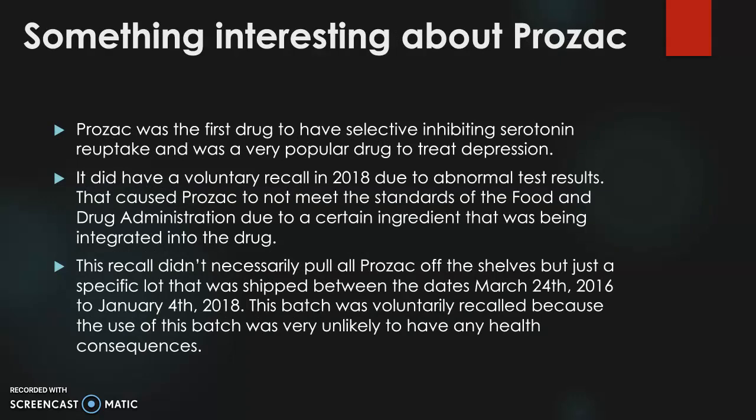Something interesting about Prozac. Prozac was the first drug to have selective inhibiting serotonin reuptake and was a very popular drug to treat depression. It did have a voluntary recall in 2018 due to abnormal test results that caused Prozac to not meet the standards of the Food and Drug Administration due to a certain ingredient that was being integrated into the drug. This recall didn't necessarily pull all Prozac off the shelves, but just a specific lot that was shipped between March 24, 2016 and January 4, 2018.